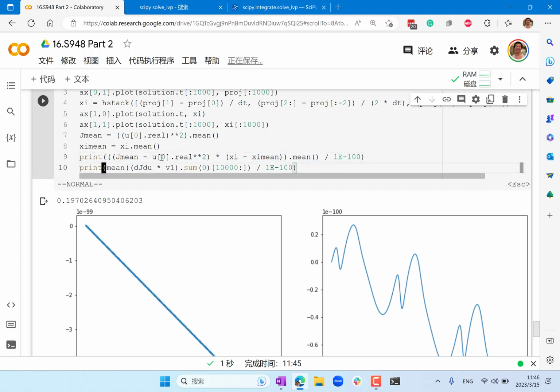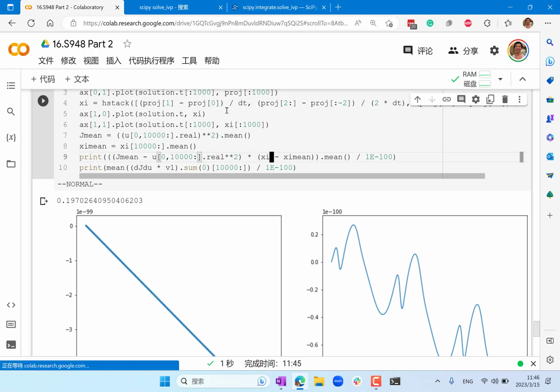Actually, it might be good to also just get rid of the first part of the trajectory because it has not stabilized yet. Okay, so that's just removing the first part of the trajectory, and also xi, I'm removing the first part of the trajectory. So in the correlation, I also want to remove the first part.